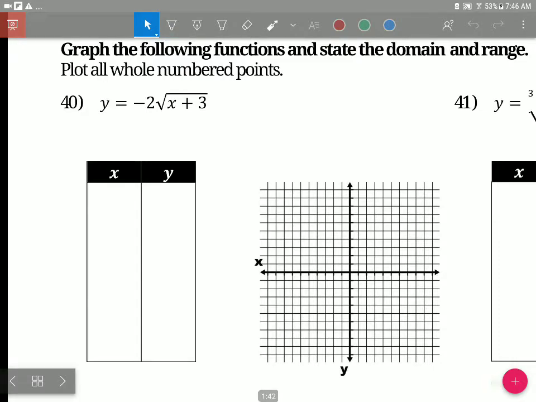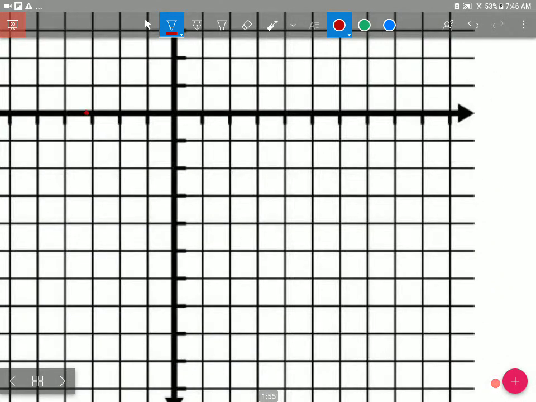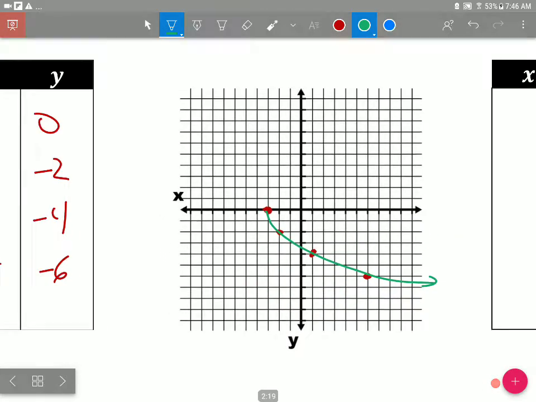My endpoint was -3, 0, then -2, -2, 1, -4, and 6, -6, which is down here, which didn't look like that on the graph that I saw up there. And the graph starts at this endpoint and goes through those and down forever. Okay? So that's what your graph should look like.